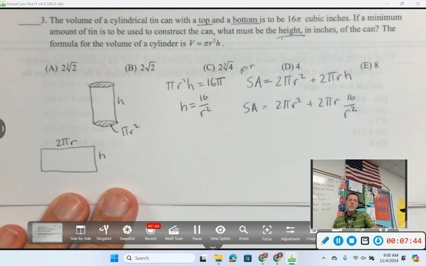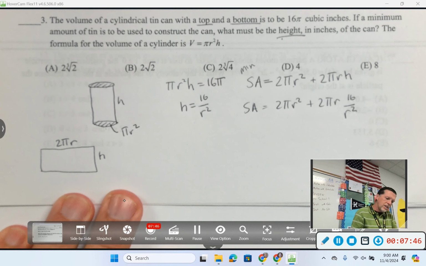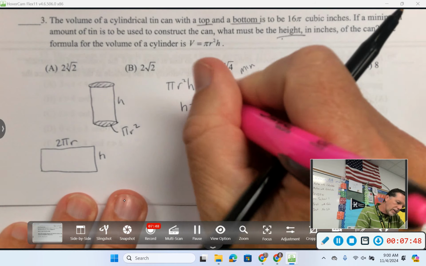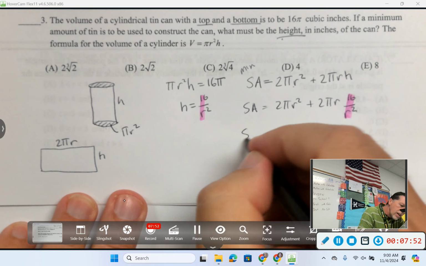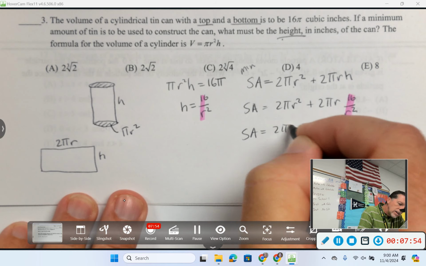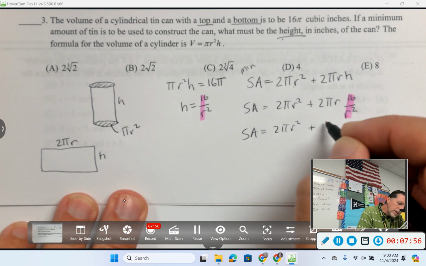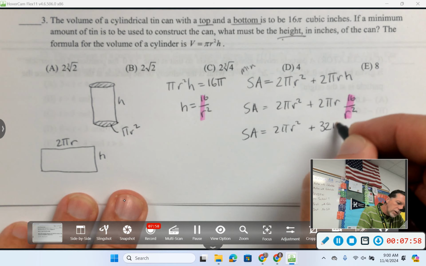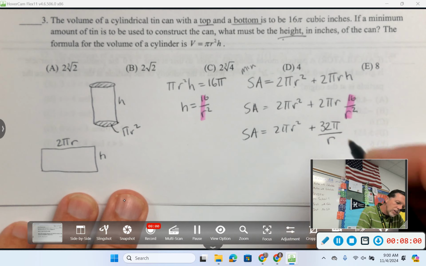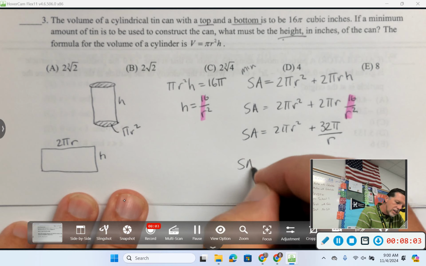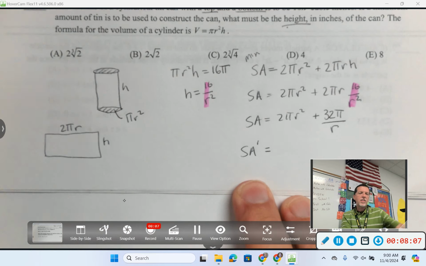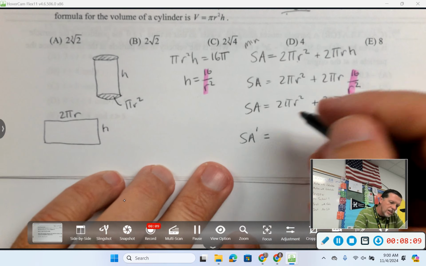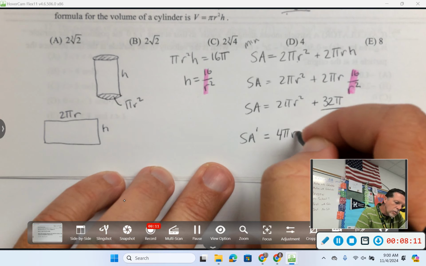Surface area is 2 pi r squared plus 2 pi r h. Two pi r squared plus 32 pi over r. Next, let's take the derivative. So 4 pi r.